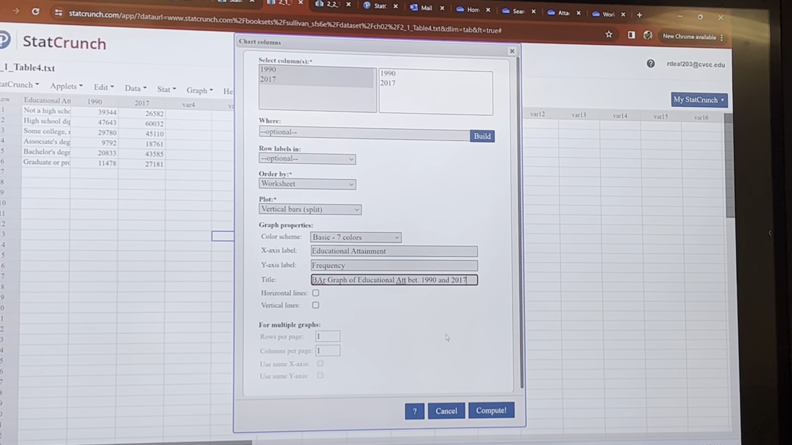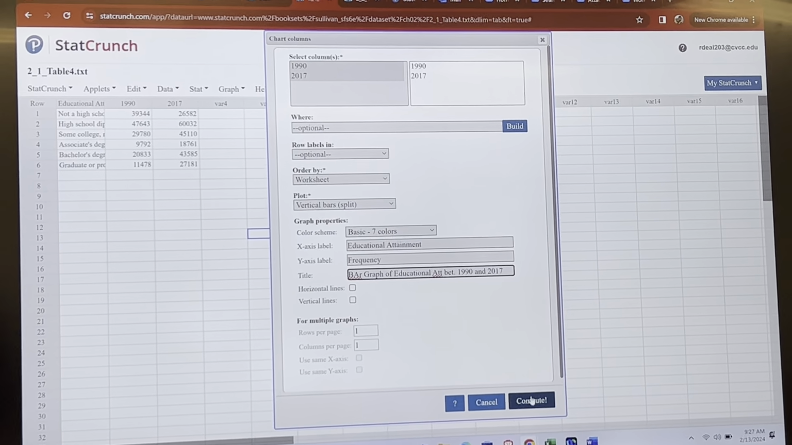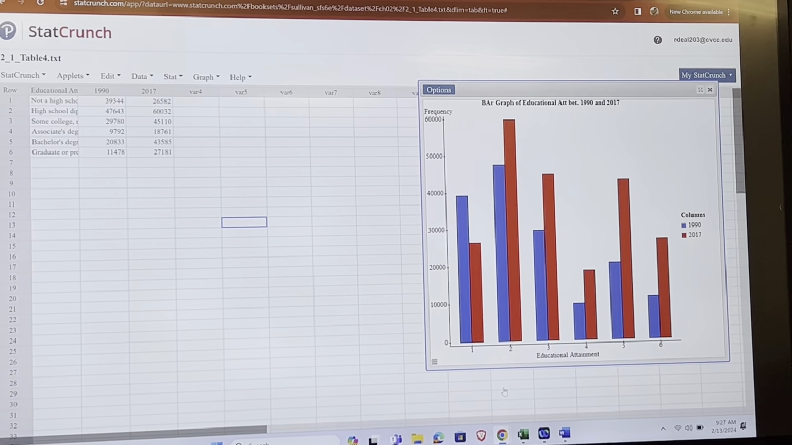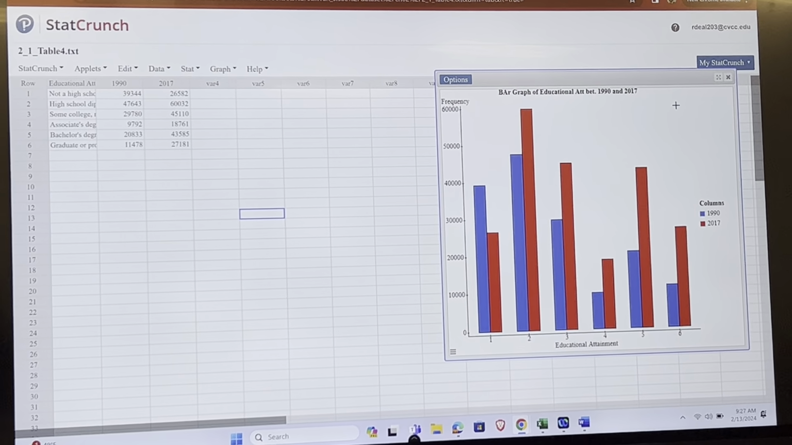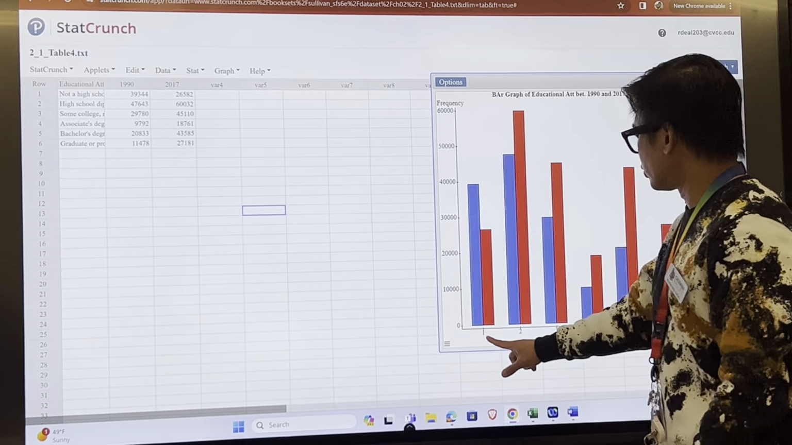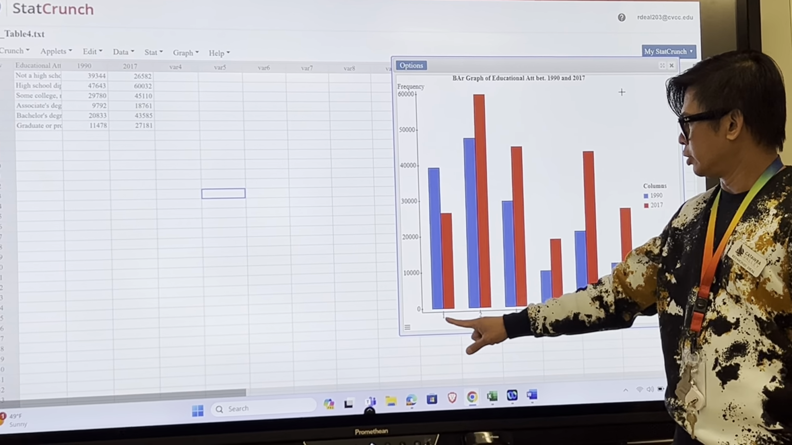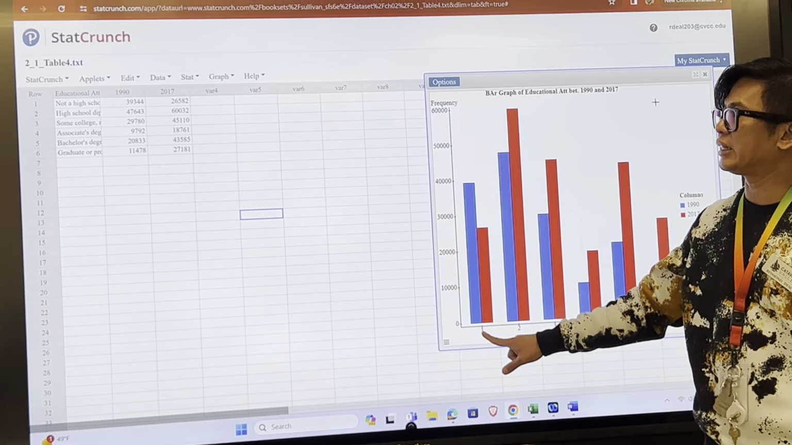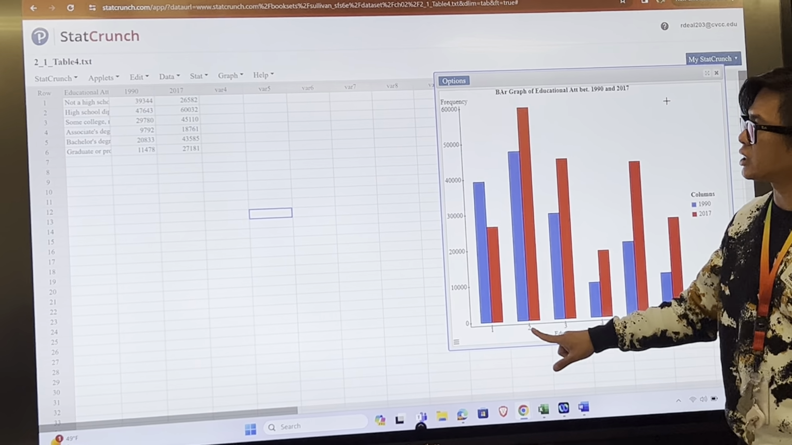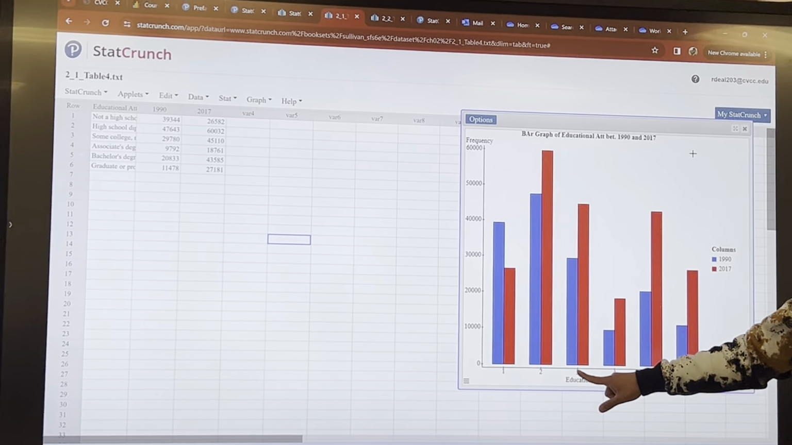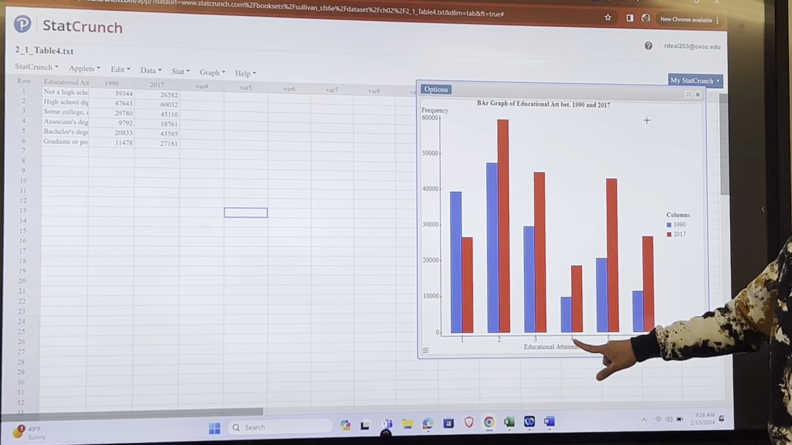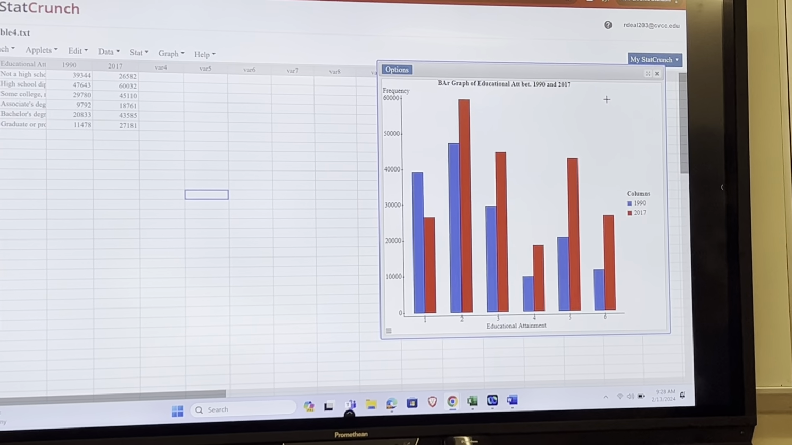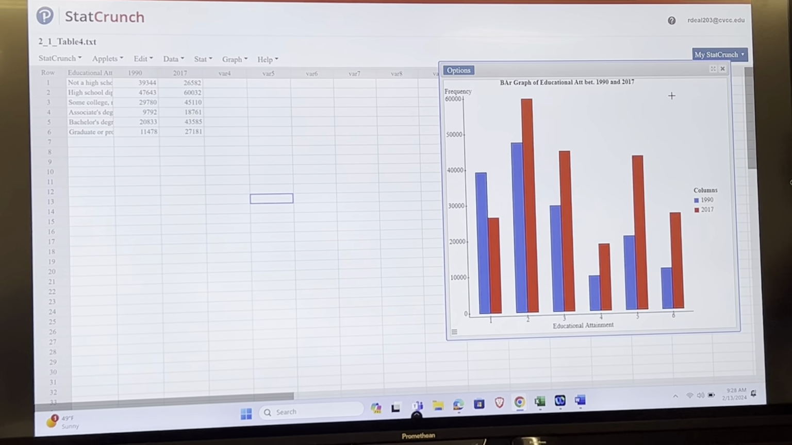After that, let's click Compute. Let's see. See that one, guys? What we did in there. As you may notice in here, column 1 is basically for not high school. Number 2 is the high school diploma. This is some college. This is associate's degree. This is bachelor's degree, and this is graduate program. Get it, guys? So that's basically comparing those two in there.